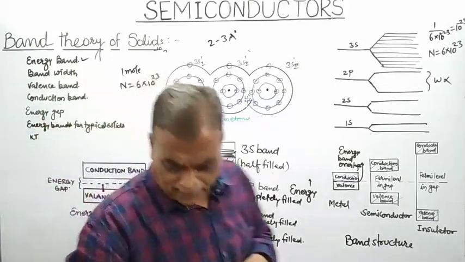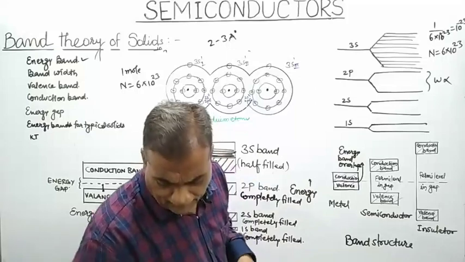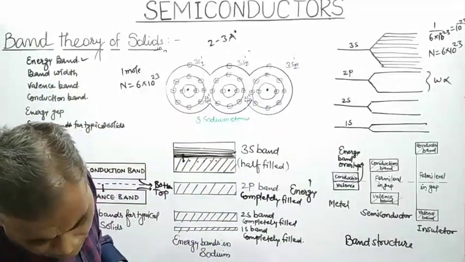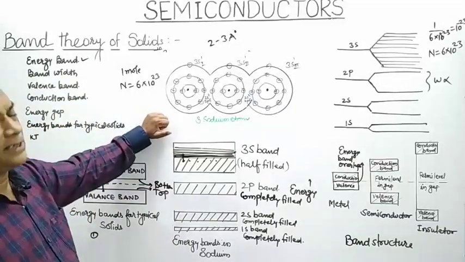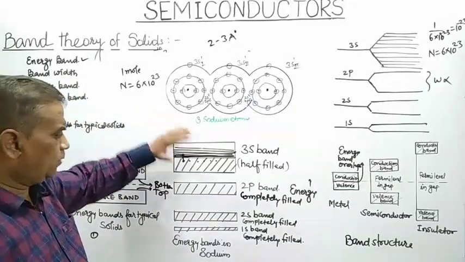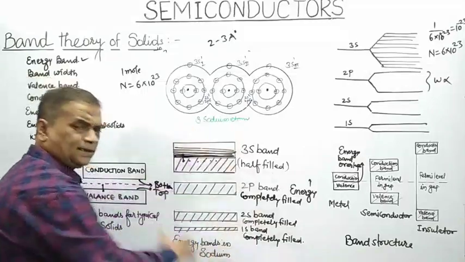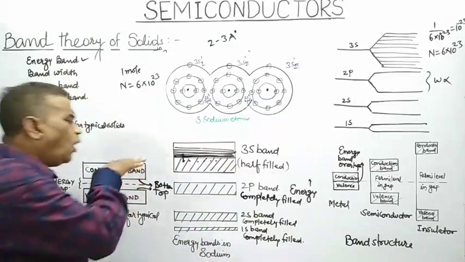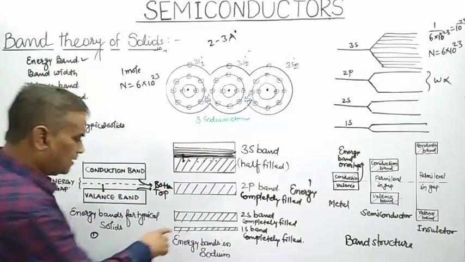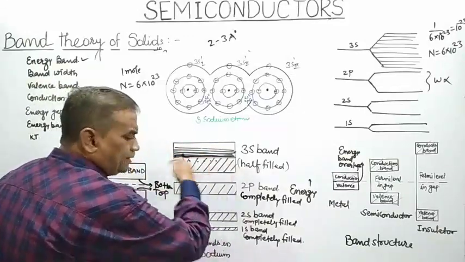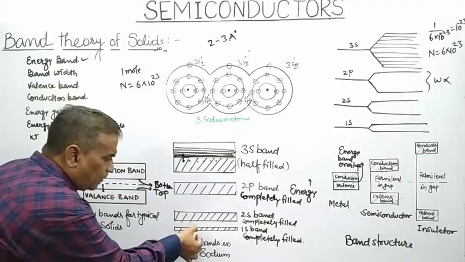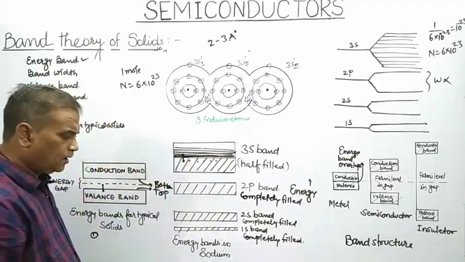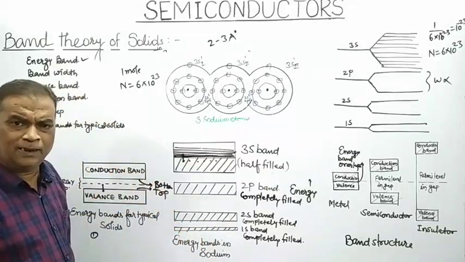Now remember that as far as energy level is concerned, regarding the semiconductor, look at this. Suppose this is the energy level diagram for a semiconductor. All the energy levels, see here: 1s, 2s, 2p, 3s. These are the 1s band, 2s band, 2p band and 3s band. Each band consists of energy levels.